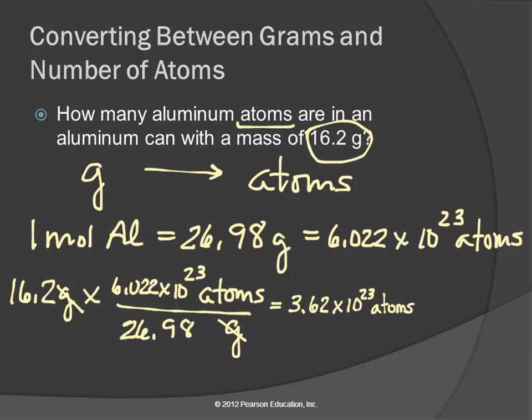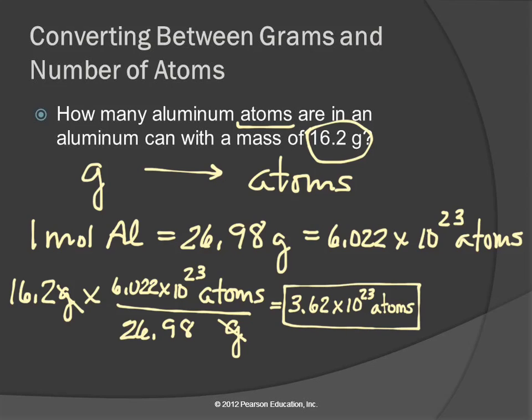That's a really big number. Is that reasonable? An aluminum can. That's something that you can see, right? Hold in your hand. Anything that's visible is going to have a large number of atoms in it. So we're expecting a big number like this.